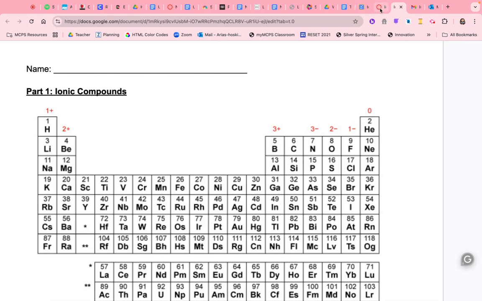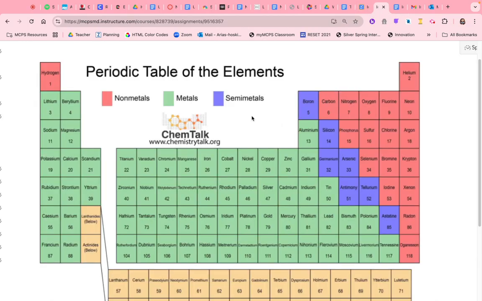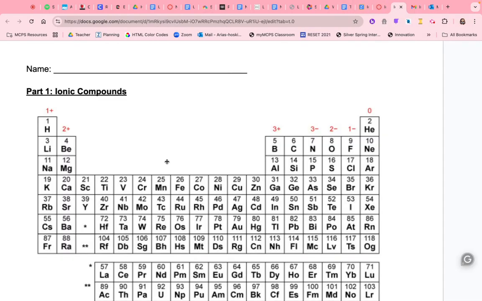If you look at the CPS classroom and go to the assignment that says ionic compounds, you notice the coloring here. The green color is for the metals, and the red colors are for the non-metals. So you're going to color on your paper the metals, which are the green ones, and the non-metals, which are the red ones, okay?